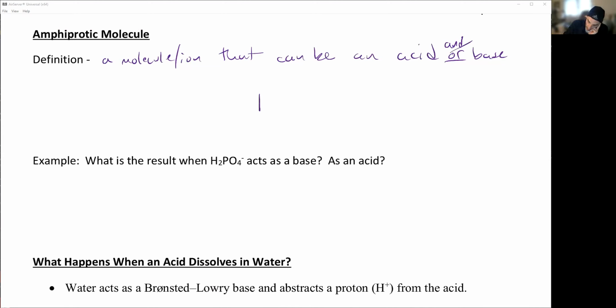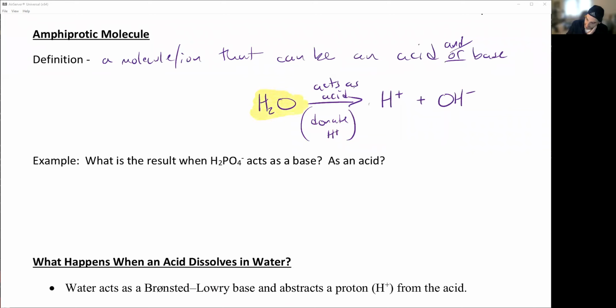If we take water as the prime example, if it acts as an acid, that means it's going to donate the H plus. It's going to get rid of the H plus. So acting as an acid, you have H plus plus OH minus. Water acting as an acid turns into OH minus.